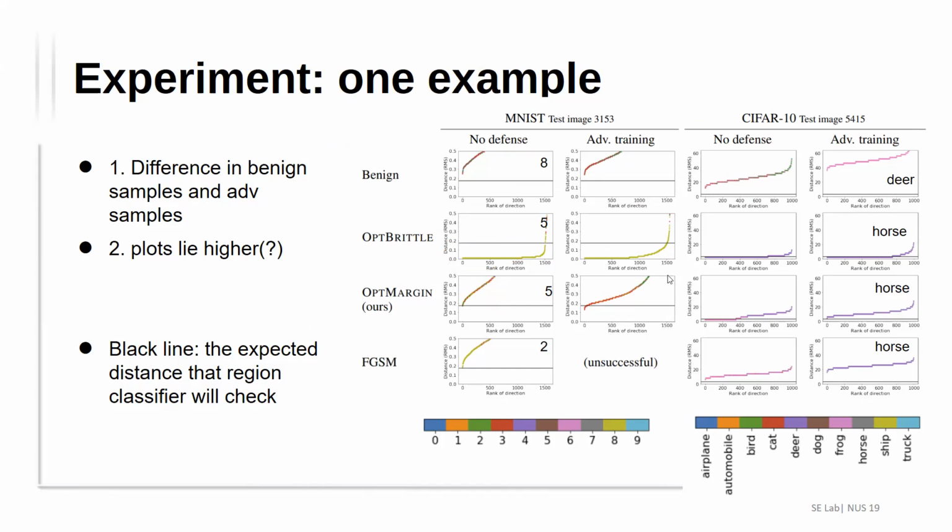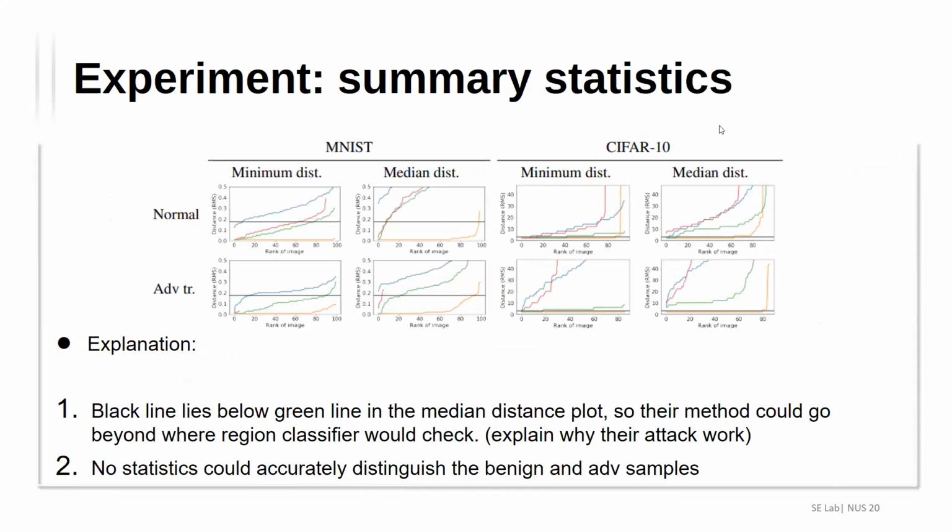This is the result from one example, and they also give the summary statistic. The plot is the average distance of all samples. From this statistic plot, first I need to explain the color of the lines. Blue means benign samples, red is the FGSM method, green is their attack method, the OPT margin, and the orange one is OPT brittle.